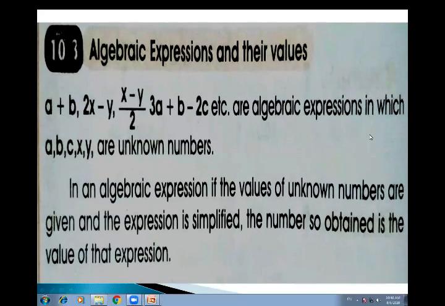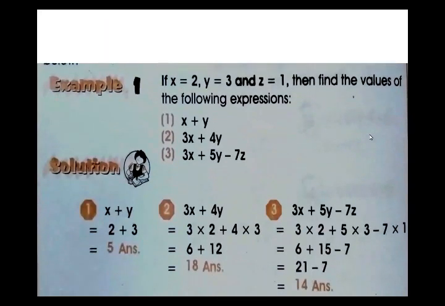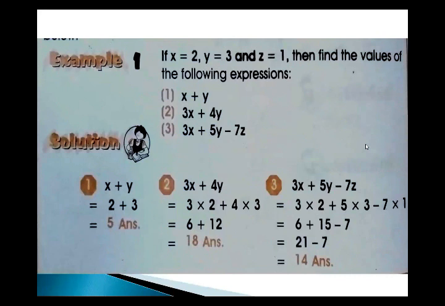Now forward. So here's example number 1, which is related to the algebraic expression. This example is given in your book, page number 102. So students, open your book, page number 102. The question is, if x is equal to 2, y is equal to 3, and z is equal to 1. They give the values of the unknowns in this question. x, y, z, all of these three variables are unknown variables. But in this question, they give the values of these unknown numbers. Then we have to find the value of the given expression.